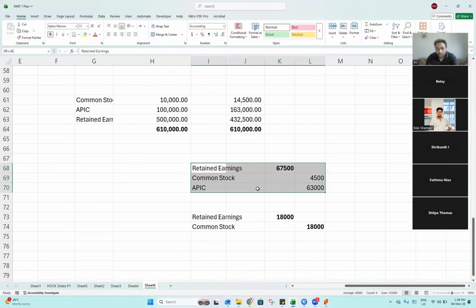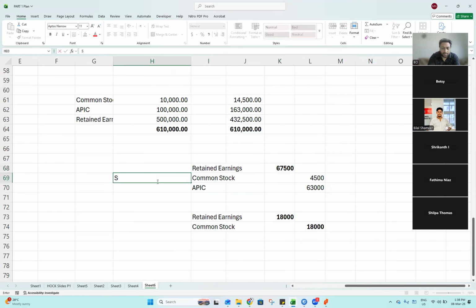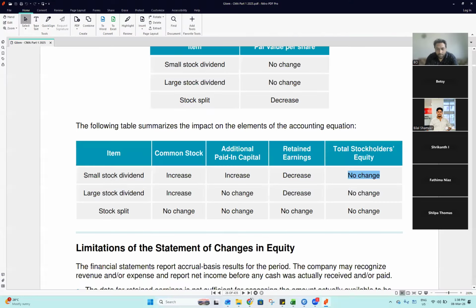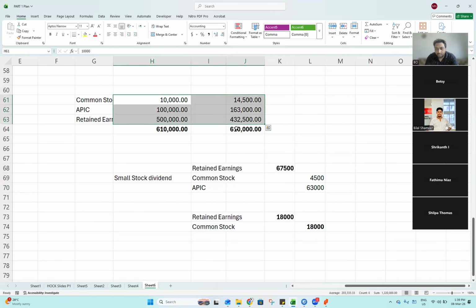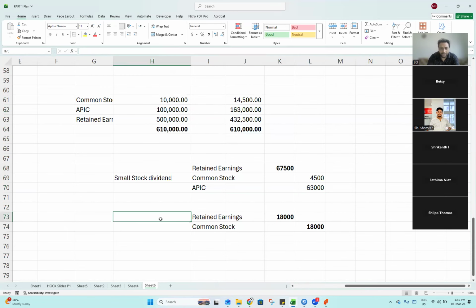Here we did a small stock dividend, right? So that's what we are saying here. When you do the small stock dividend, your common stock increases, additional paid in capital increases, and retained earnings decreases. But the total equity will be the same.